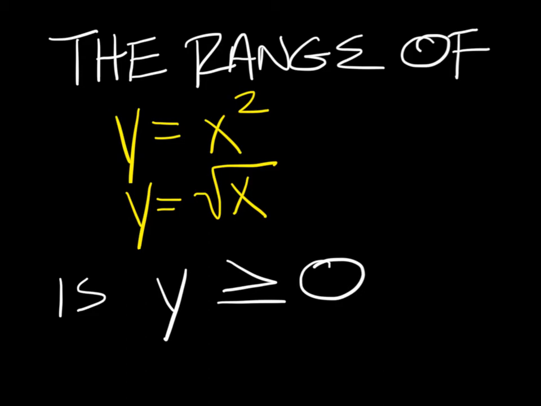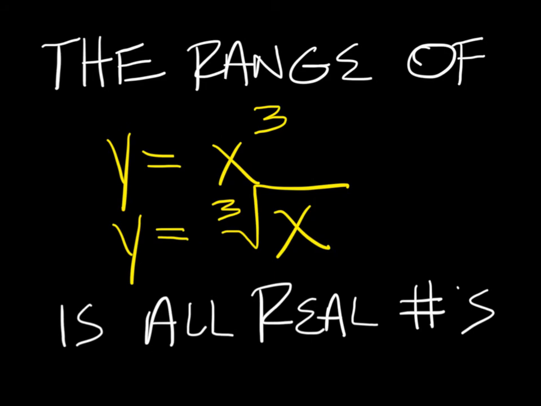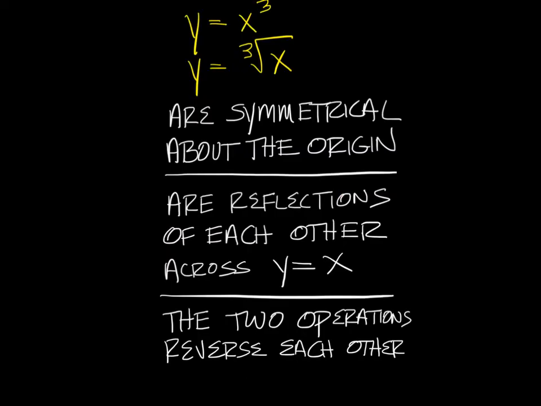The range of y equals x squared and y equals the square root of x, they both come out to be greater than or equal to 0. The range of y equals x cubed and y equals the cube root of x is all real numbers. They can be negative, positive, or 0. No limits on those. And for y equals x cubed and y equals the cube root of x, they are symmetrical about the origin. They are reflections of each other across y equals x, and the two operations reverse each other.